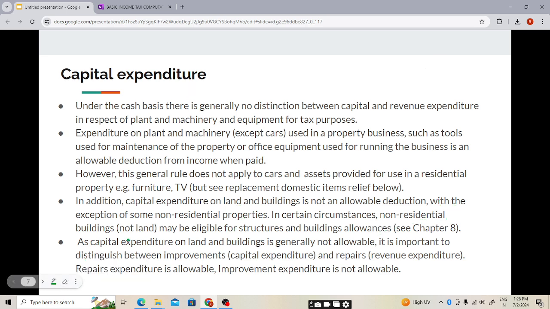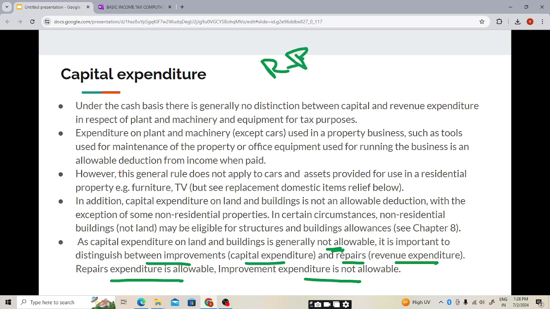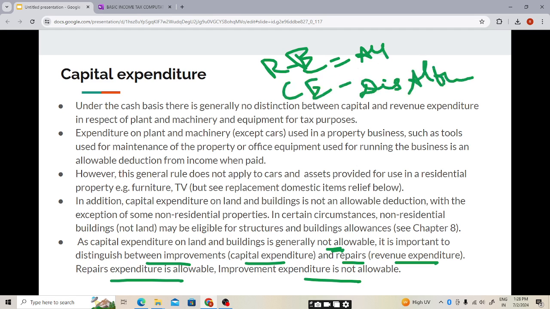Capital expenditure on land and building is generally not allowable, but it is important to distinguish between improvements, which are capital expenditure, and repairs, which are revenue expenditure. Repairs expenditure is allowable, improvement expenditure is not allowed. As I told you, revenue expenditure will be allowed, capital expenditure will be disallowed. What is capital expenditure? That which increases your earning capacity. Revenue expenditure does not increase your earning capacity.